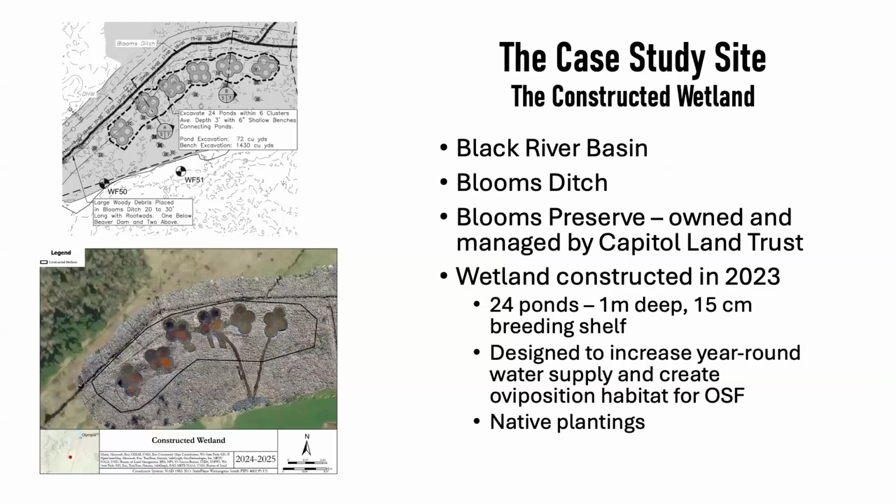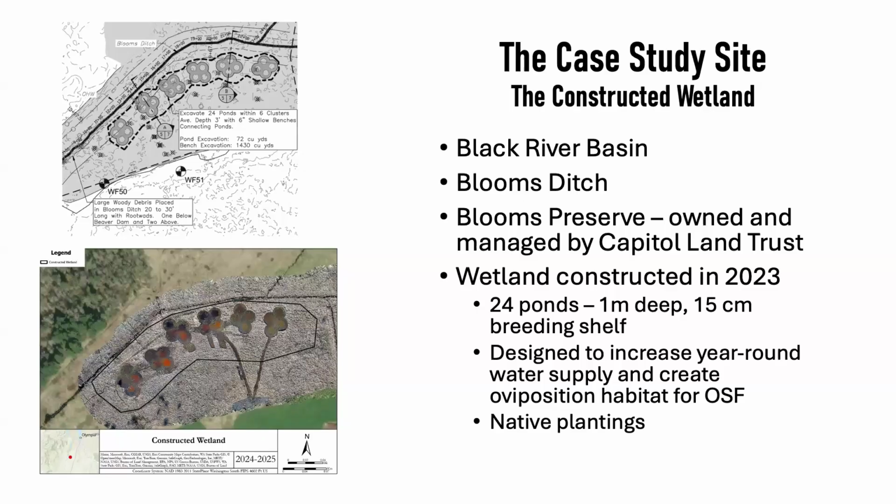I want to introduce you all to the constructed wetland I keep referencing. This project is located along Bloom's Ditch, a location known for Oregon spotted frog occupancy. This ditch was channelized over 100 years ago to support agriculture. Today, the property still supports a series of seasonal wetlands. This project was implemented by Capital Land Trust at their Bloom's Preserve site and was funded through the Office of the Chehalis Basin. The wetland was constructed in August of 2023.